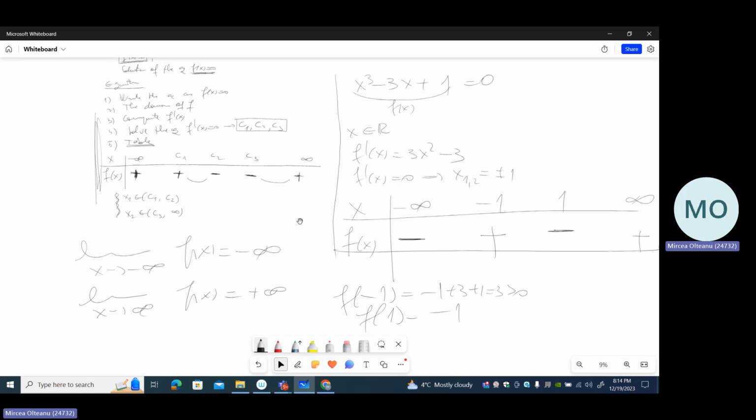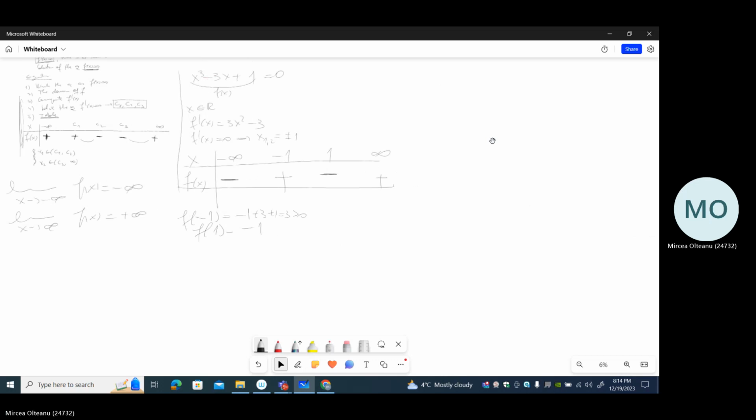So according to this table, now we know that our equation here has 3 real solutions. Let's denote them by x1, x2, x3. Of course, they have nothing to do with this. x1 is between minus infinity and minus 1. x2 is between minus 1 and 1. And x3 is between 1 and infinity. The most important is that we found that our equation has 3 real solutions. That's important.